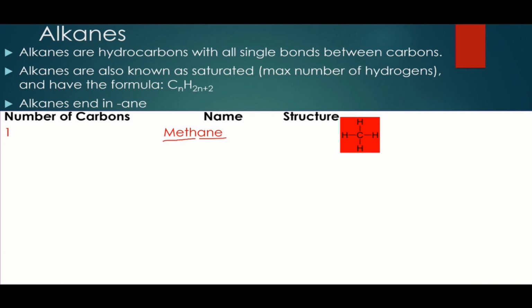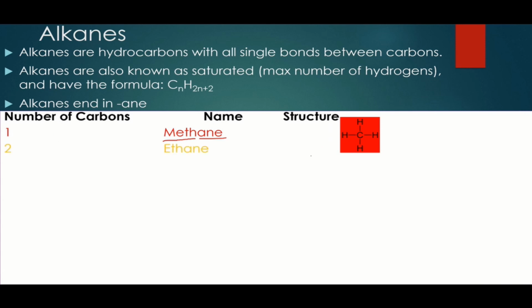And again, looking back at the general formula, CnH2n plus 2. Well, in this case, we have 1 C, so our n number is 1. We have H's, we have 2 times 1 plus 2. So 2 plus 2 is 4. There are our 4 H's.